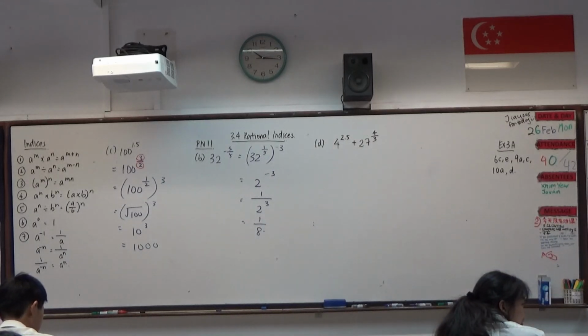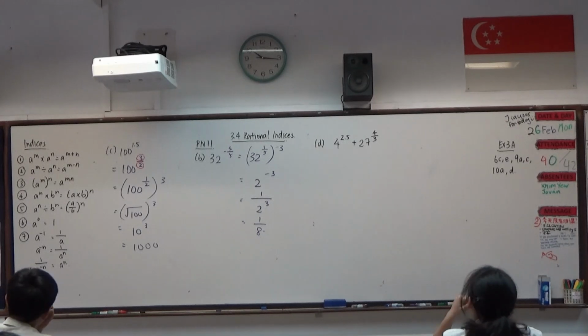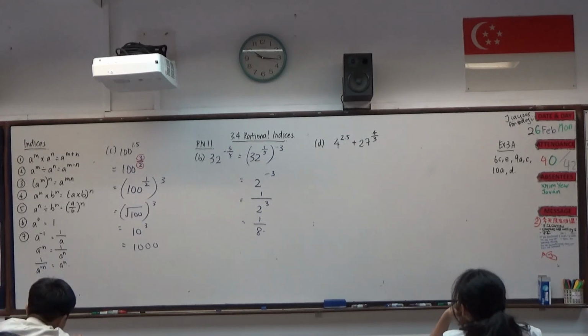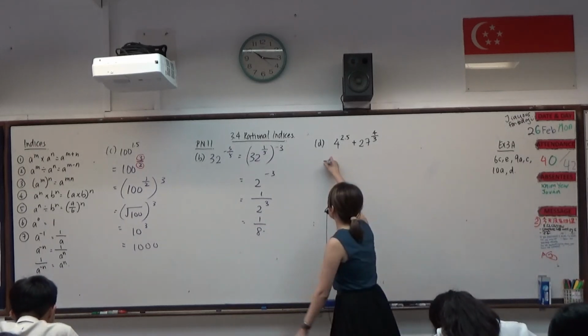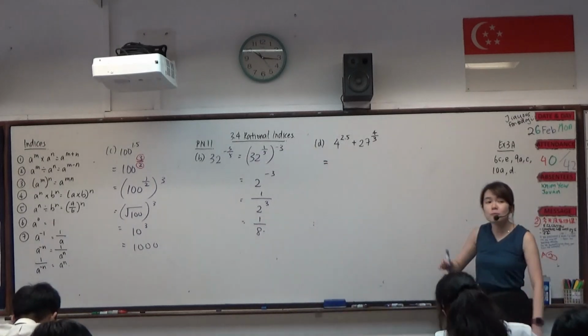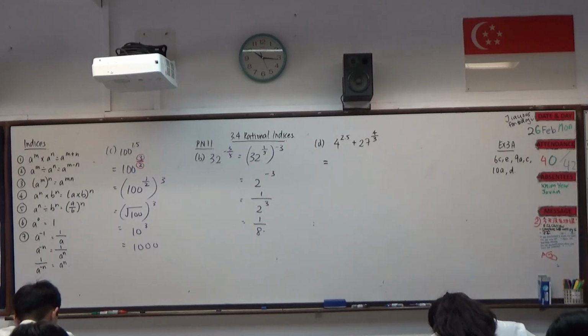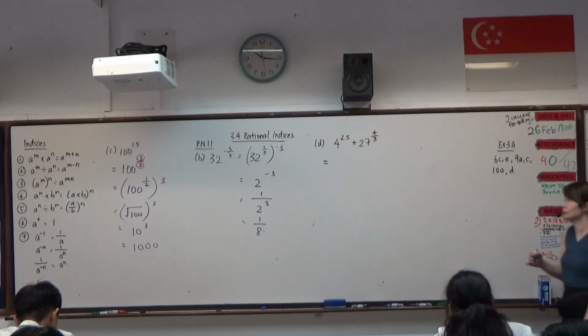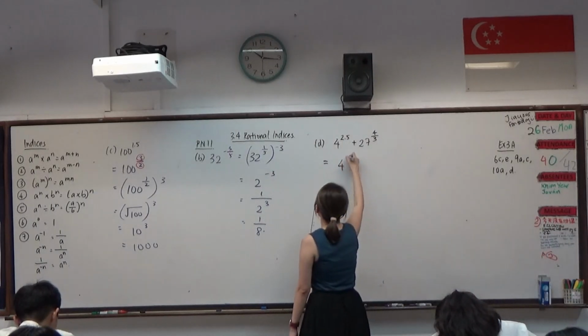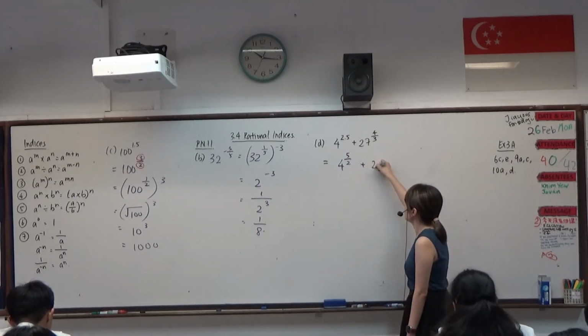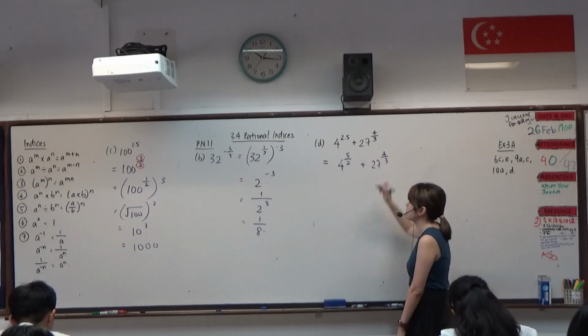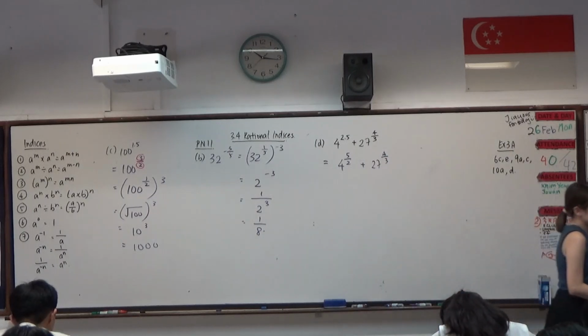Okay, let's do this last one for the day. 4 to the power of 2.5 plus 27 to the power of 4 over 3. 2.5, what is it as a fraction? 5 over 2. 27 to the power of 4 over 3, we have no change to that.